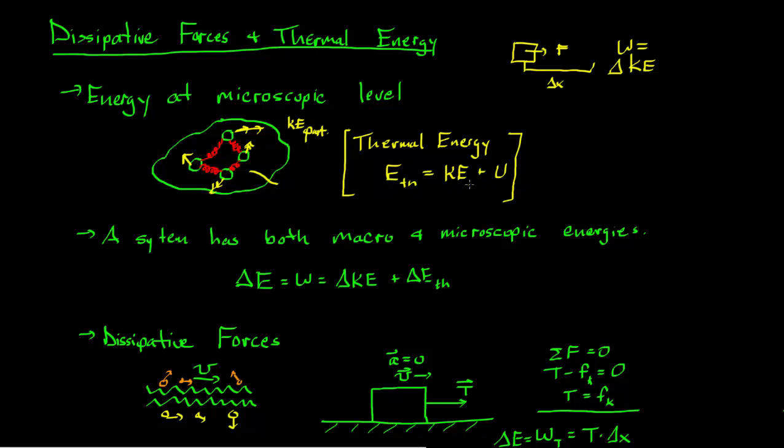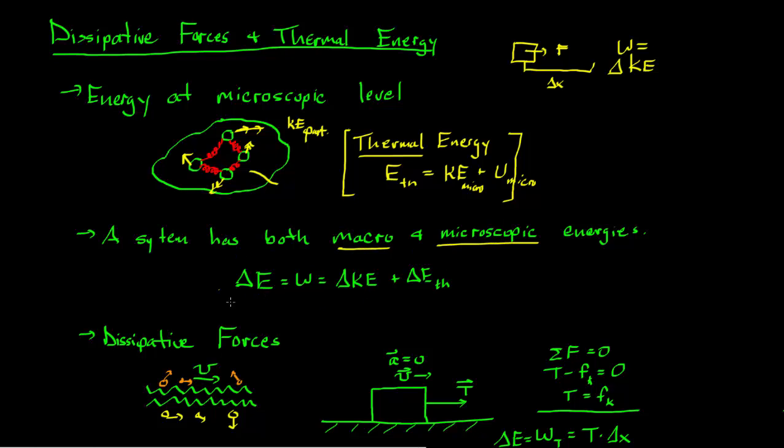So the thermal energy would be the kinetic energy of the particles, or we could say the microscopic kinetic energy, plus the potential energy of the microscopic. And that's what we're going to refer to as thermal energy. The reason that we call it thermal is because we can actually get a measure of it using a thermometer, and that's what we refer to as temperature, the amount of energy stored within a substance. So the faster it moves, the hotter it is. And so now when we're looking at a system, we need to consider both the macro and the microscopic energies, so our kinetic energy and our thermal energy.